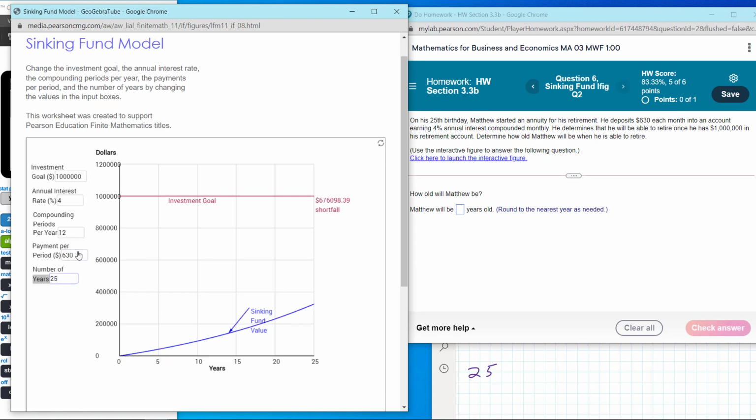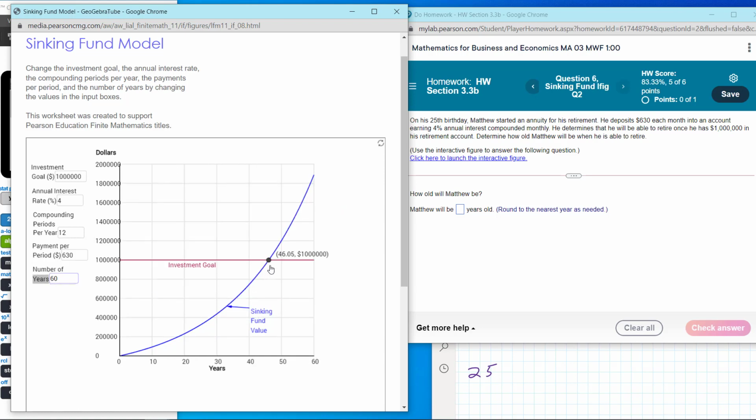Okay, well there we go. Well, it looks like 25 years is not going to work. Let's add a few more years to that. Let's try 35. Nope, not quite there yet. Let's bring this to 45. Actually, let's bring this to 60 years. Okay, it turns out that he will reach his goal in 46.05 years.